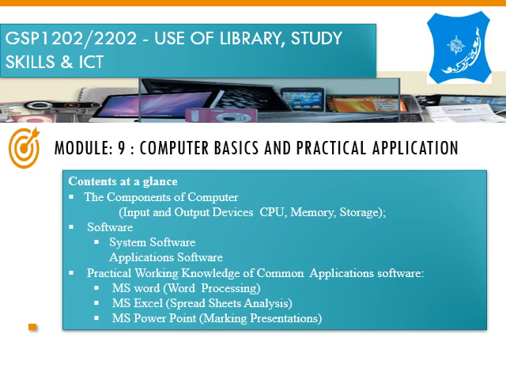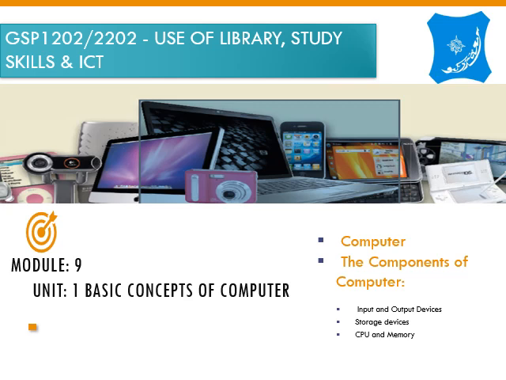In more details, the Module 9 is broken into a set of units. The first unit, which is Unit 1, discusses the basic concept of computer. In this, we will discuss computer, information, and data. We will look at the components of computer, which include the input devices, output devices, storage devices, system unit, the CPU, and the memory.